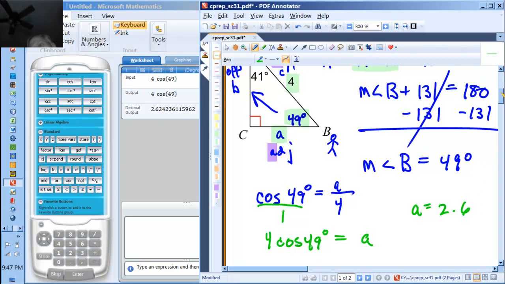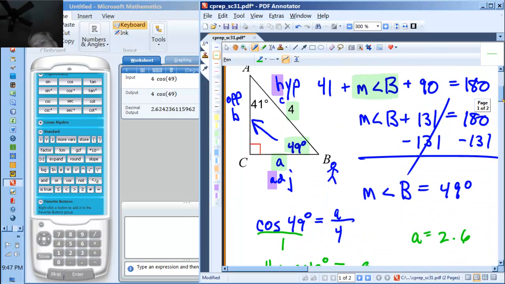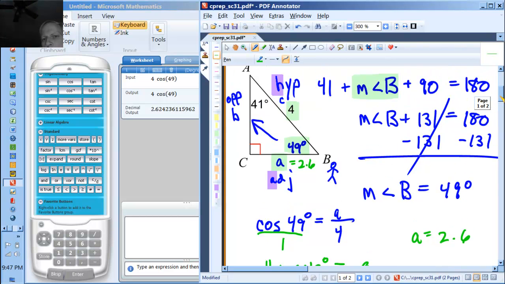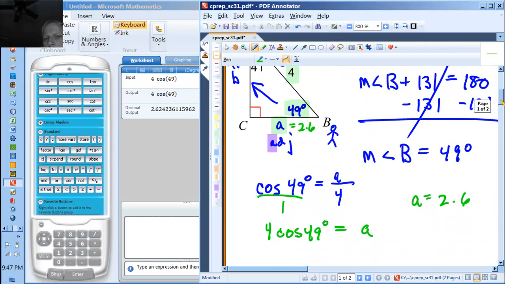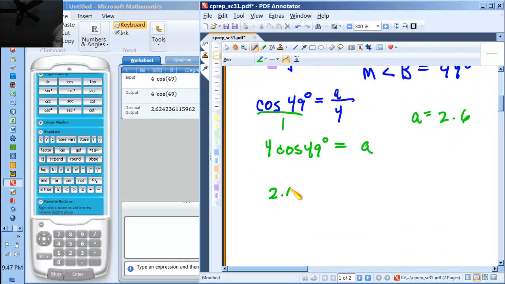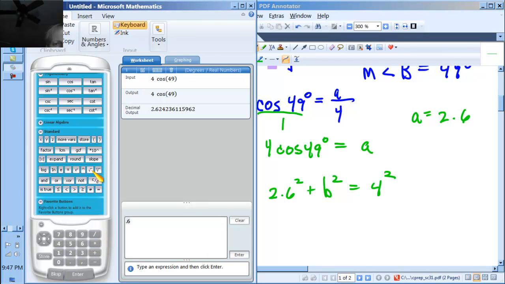So now I have 3 angles, 2 sides, I just need the third side. Well, if I know 2 sides of a right triangle, probably the easiest way to get the third side is just to use the Pythagorean theorem. So I'm going to use a squared plus b squared equals c squared. In this case, a is 2.6, b is what I'm trying to figure out, and c is 4. So my equation becomes 2.6 squared plus b squared equals 4 squared.